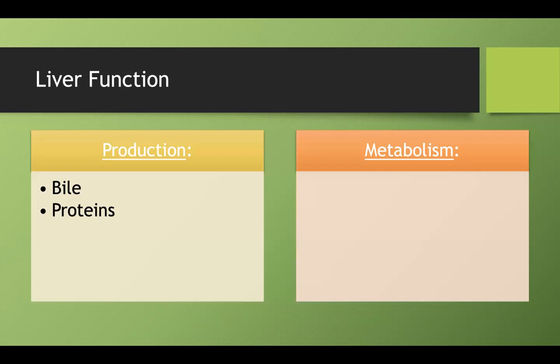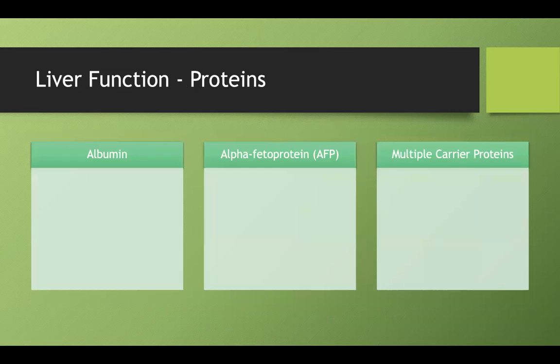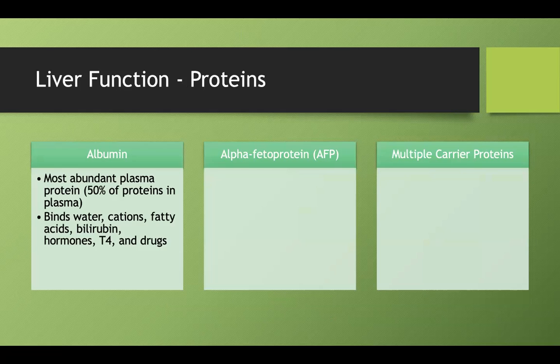The liver produces a number of proteins, and this isn't even going to scratch the surface, but I wanted to let you know a few of the proteins so you're aware of that. So albumin is the most important one. 50% of the proteins in plasma that we have are albumin. And albumin's really useful for a few things. It binds several different drugs, cations, fatty acids. So it's a really good carrier protein, and it binds certain substances that are floating in our plasma.